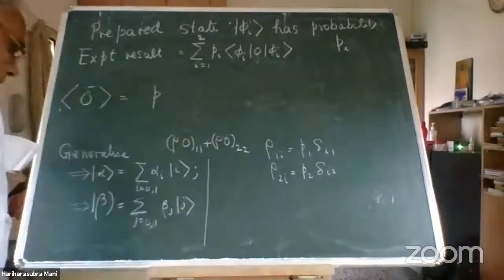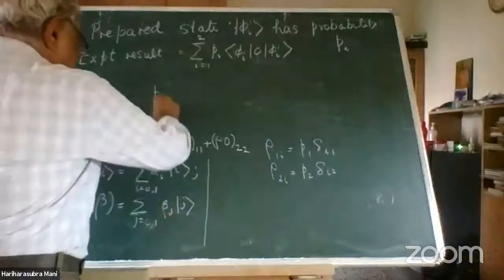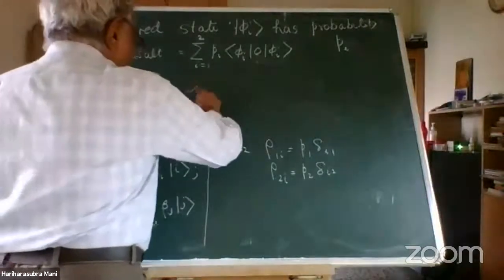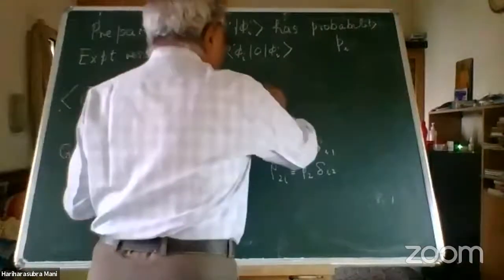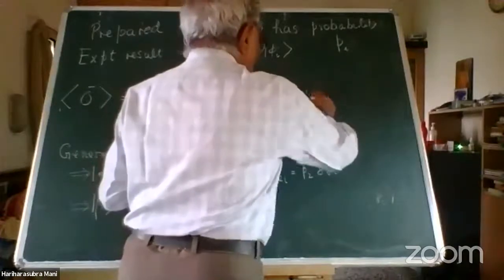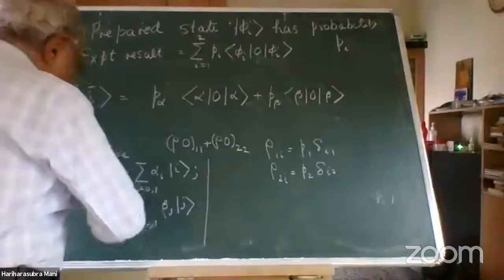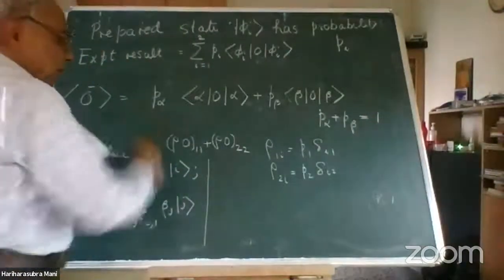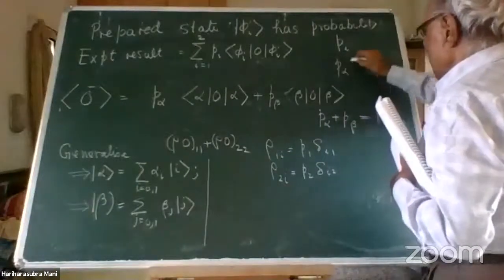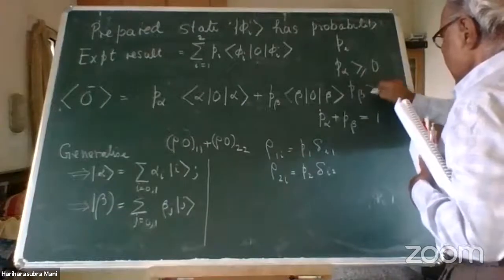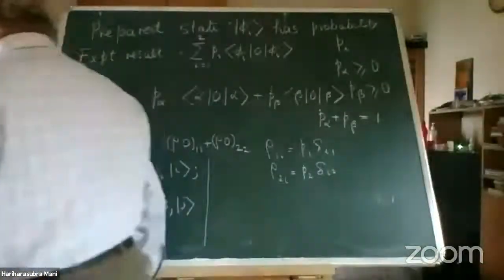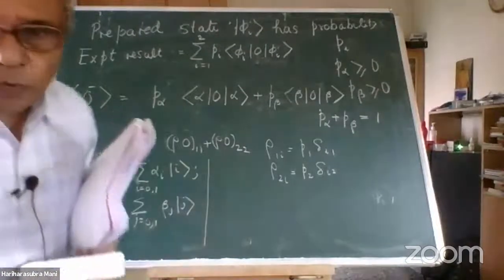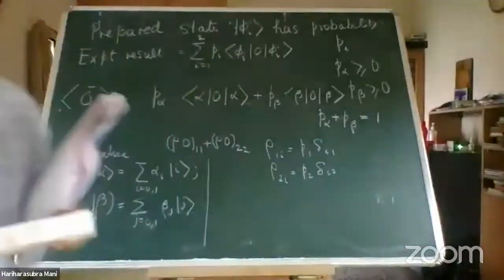This is the full average, which I am going to write, is given by P alpha times the average of this operator here, alpha O alpha, plus P beta beta O beta. Since I'm assuming there are only two kinds of prepared states by the experimentalist, P alpha plus P beta is 1. And these numbers have to be greater than 0. These are probabilities. Any question in the chat mode? Nothing in the chat. Okay.